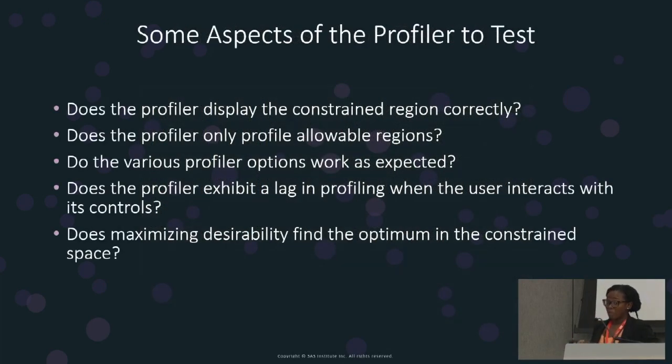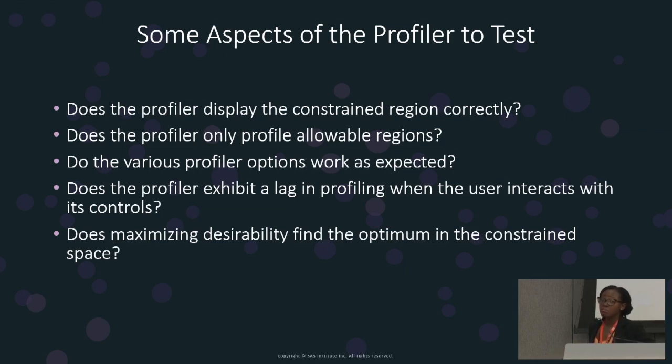So other than the obvious thing to test, such as whether the software crashes when I launch the profiler, there are other aspects of the profiler that we have to pay close attention to, such as whether the profiler displays the constrained region correctly, whether the profiler only profiles allowable regions, whether the profiler options work as expected, whether the profiler exhibits a lag in profiling when the user interacts with the controls, and whether maximizing desirability finds the optimum in the constrained space.